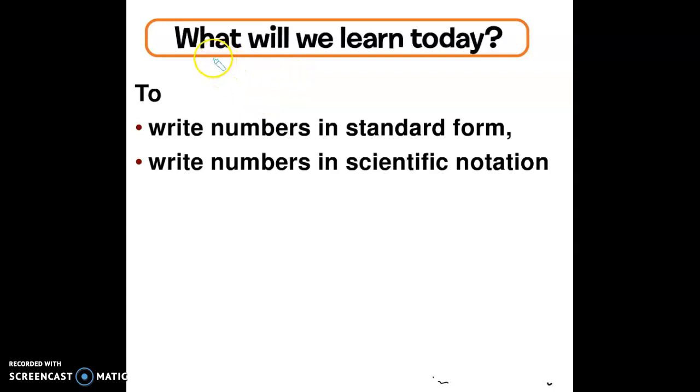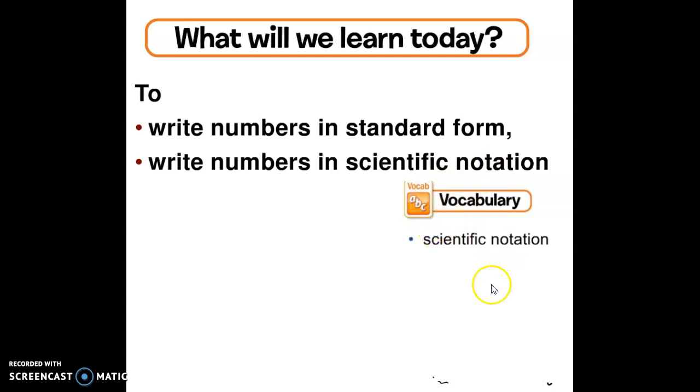So what we're going to learn today: writing numbers in standard form and writing numbers in scientific notation. The vocabulary that we need to know in this lesson is scientific notation. In this lesson, we're going to look at what scientific notation is, how we can write it, and what the uses of scientific notation are.